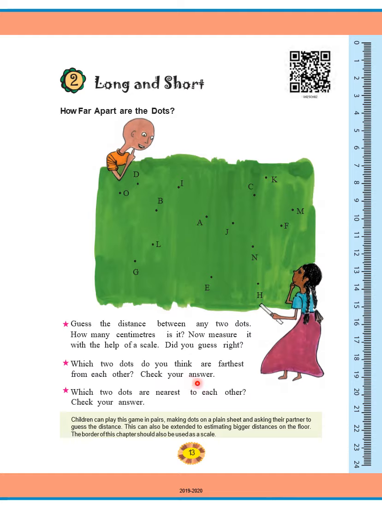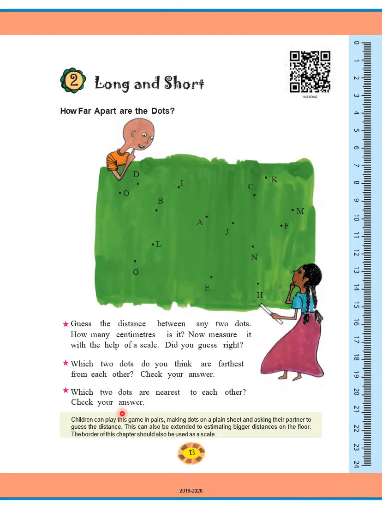Which two dots do you think are farthest from each other? According to me, O and M dots are farthest from each other. And if we measure the distance between O and M, the distance is 10.5 centimeter. So we can also call it 10 centimeter and 5 millimeter.